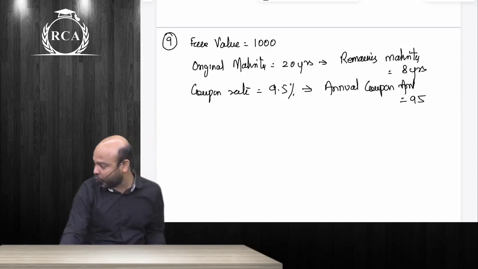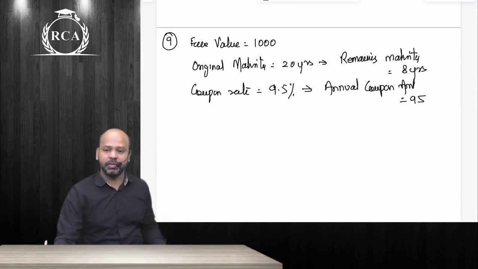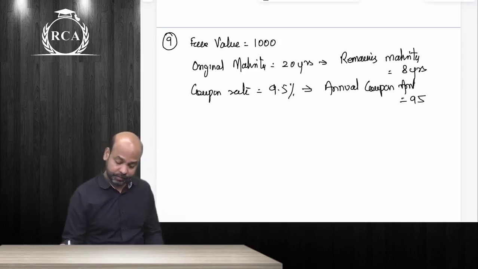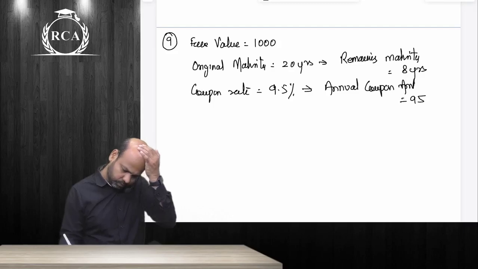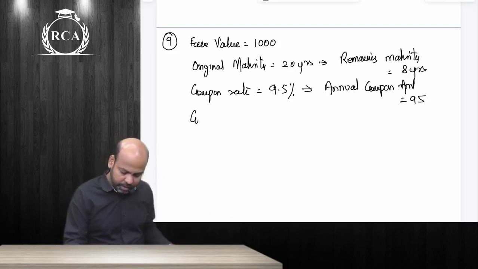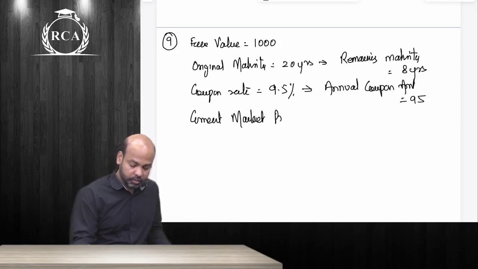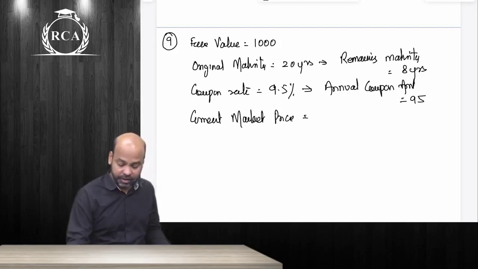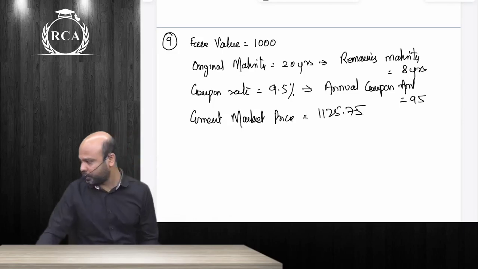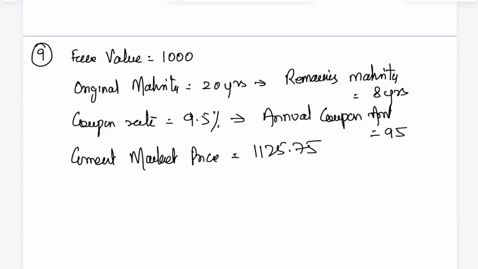Coupon rate is 9.5%, your annual coupon amount is 95 rupees. Current market price? It is trading at a premium of 125.75, so that becomes 1125.75 rupees. This is your current market price. You will have to compute YTM using the IRR method.